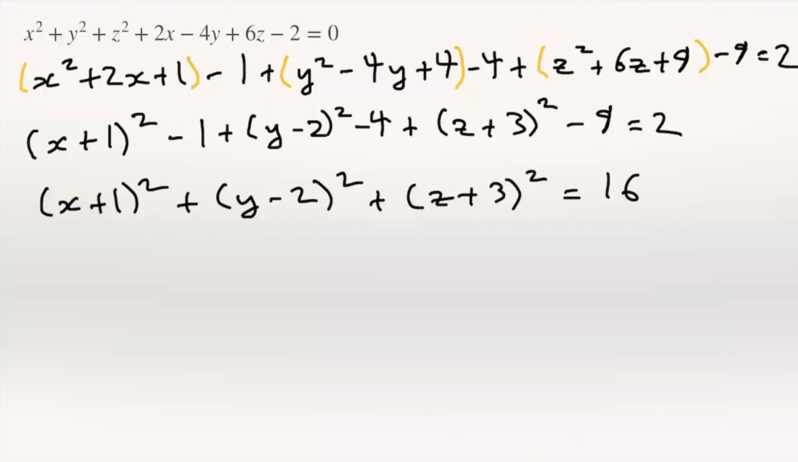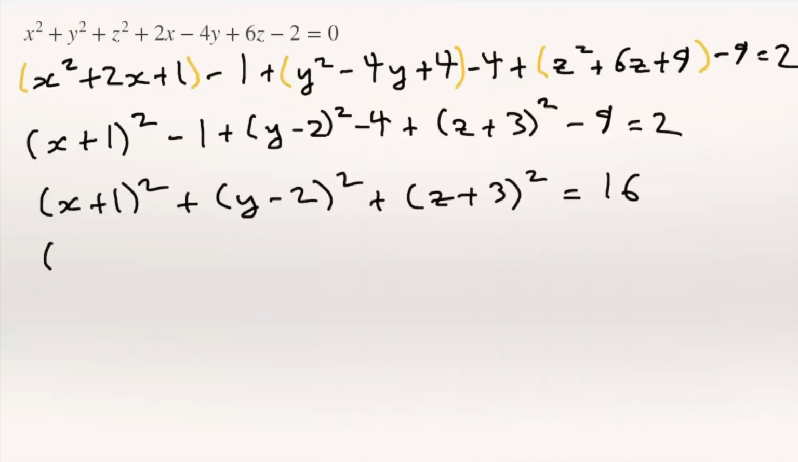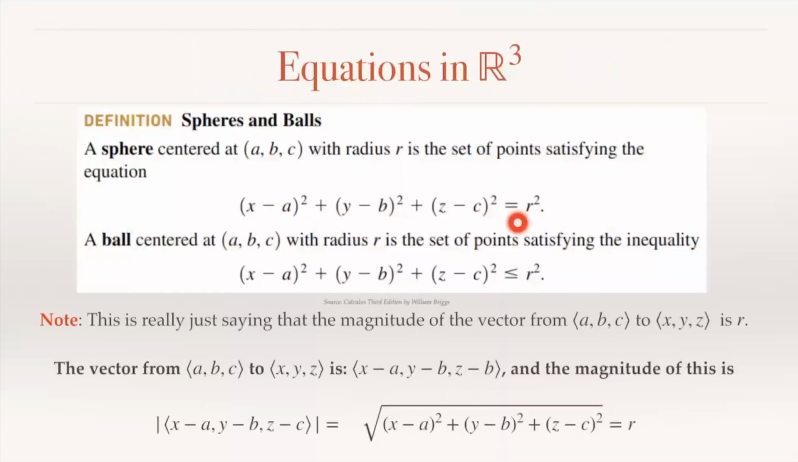Now, this is almost in the form of a sphere. However, recall that the form of a sphere had x minus a squared, but we have an x plus 1 squared. So what can we do about that? Well, x plus 1 is x minus -1. So let's rewrite this as x minus -1 squared. y minus 2 is already fine. And z plus 3 is z minus -3 squared. And we want equals to r squared. And 16 is the same as 4 squared.